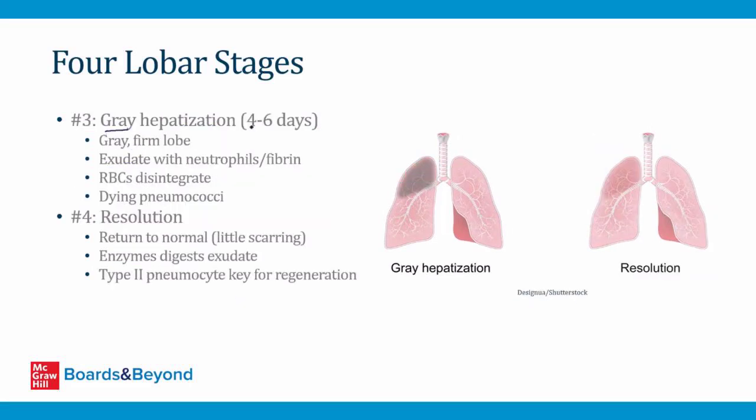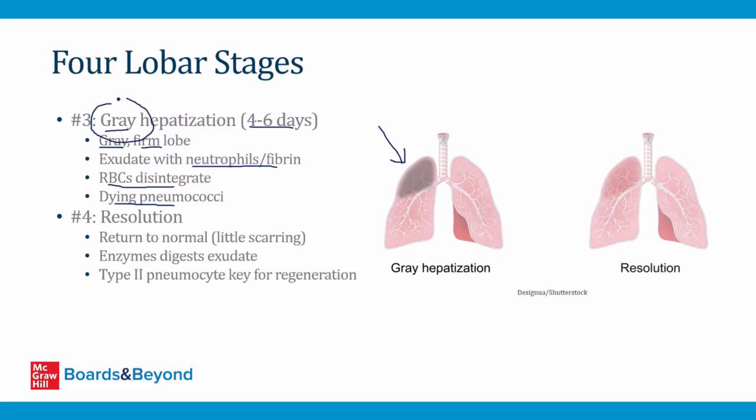Gray hepatization occurs 4 to 6 days following infection. So once again, it's called hepatization because the lobe looks like the liver, but in this case, it's gray and it's firm. And what's happening in this stage is the exudate is made up of mostly neutrophils and fibrin, and the red cells have begun to disintegrate, and the pneumococci are dying. And because of this, it starts to develop this gray color, and that's why it's called gray hepatization.